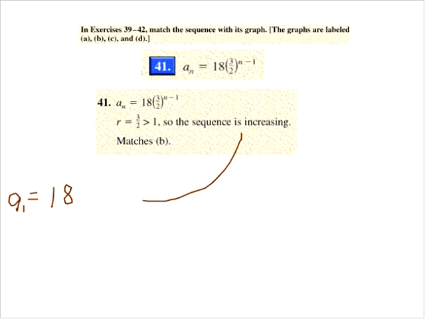You can test a couple of your values by plugging 1, 2, 3, 4, 5 in for n and seeing what your outcome is. When I plug 1 in, I do get the outcome of 18, so the point (1, 18) will be on your graph there. It turns out that this will match graph B.